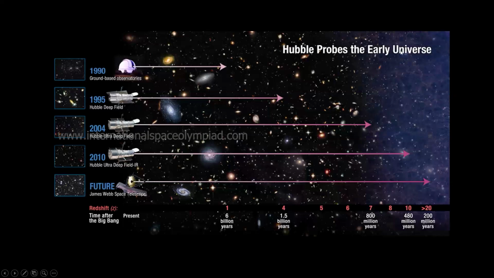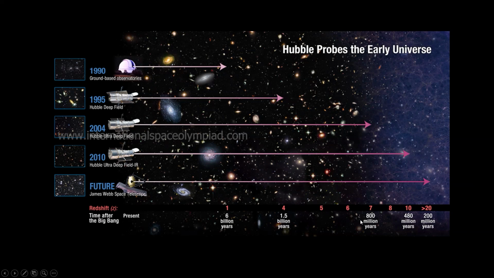Now, Hubble probes the early universe. Once it sees a distant thing, that means we are actually seeing the past. I hope you know all this. In 1990, ground-based observatories could only image this far, called redshift 1, or only about 6 billion years after the Big Bang. With the Hubble Deep Field imaging, we were able to see the universe 1.5 billion years after its Big Bang. And with the 2004 Hubble Ultra Deep Field, we were able to see up to 800 million years after.